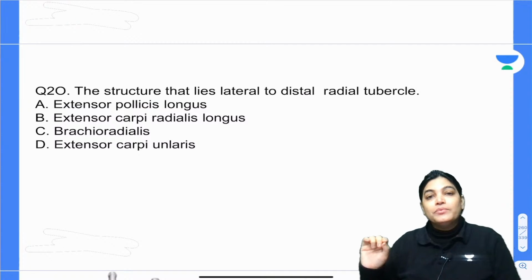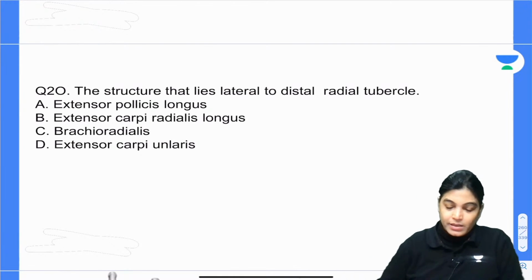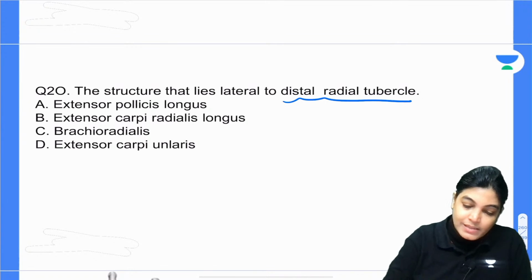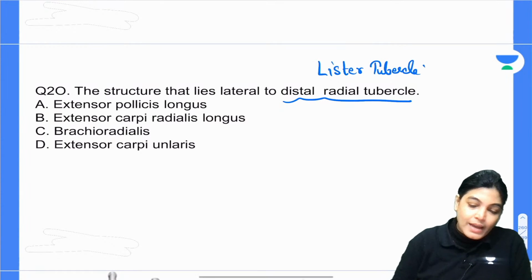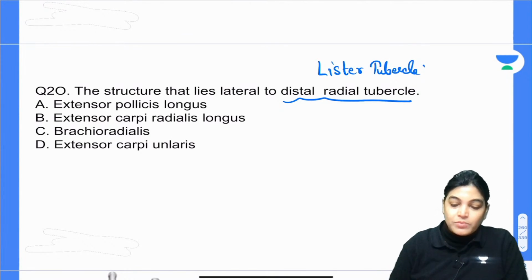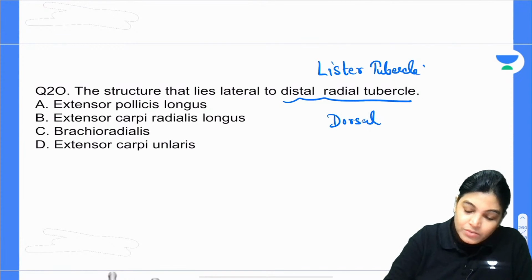So actually we know the distal radial tubercle, what is its other name? It is also called the Lister tubercle. And the Lister or distal tubercle is lying on the dorsal aspect of the radius. It is located on the dorsal aspect of the radius bone.